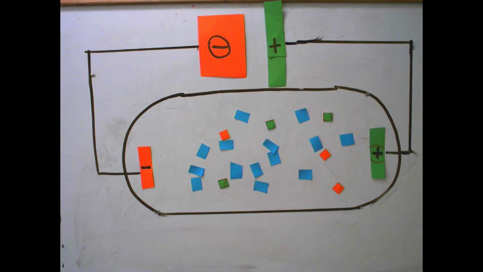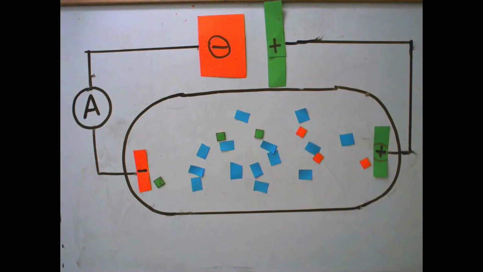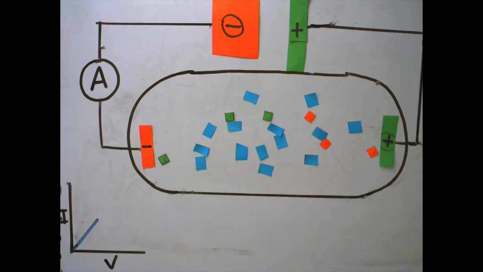You're going to create a potential difference between the two plates, between the positive and the negative electrodes. And also, let's chuck an ammeter in here so we can measure what happens to the current as we go. So let's look at the current voltage graph now.